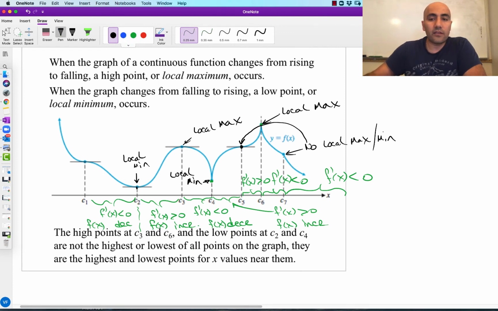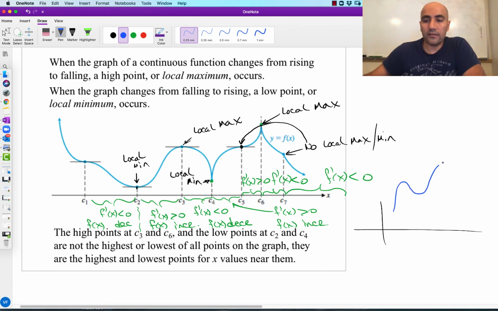But if I had a graph that looked like this, for instance, say I had a little thing like this, and little arrows that way, and then little arrows that way, then I would have a local max here, and a local max there, and a local min here. Local min there, and then local max here and here.